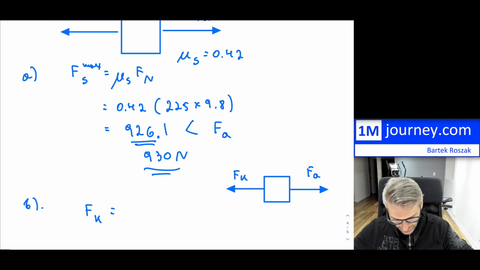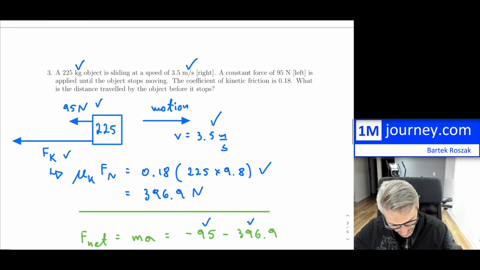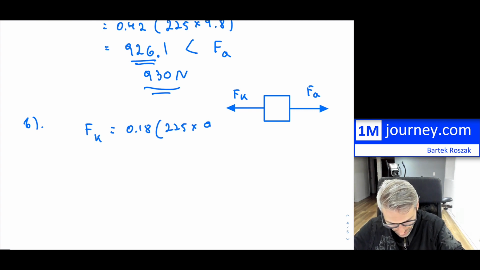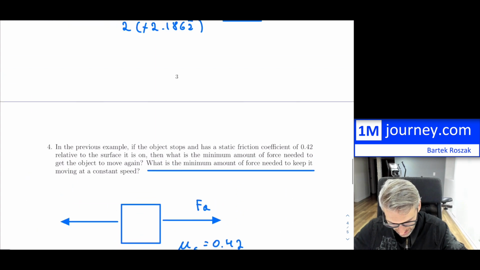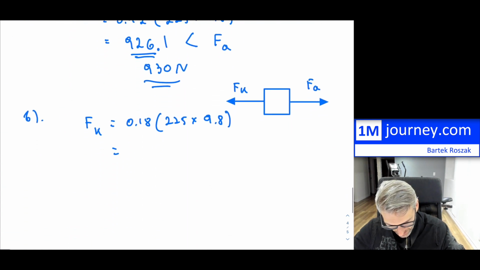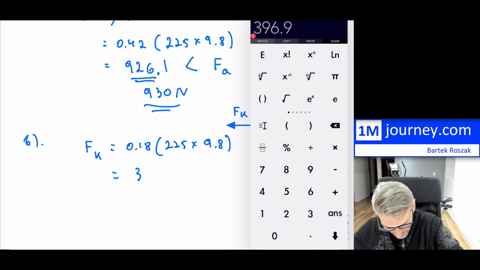This is the applied. And now let's go back to the previous example. It was 0.18. All right, so this is going to be 0.18. So that's what you have to overcome. So 225 times 9.8, okay? And we've actually calculated this in here. That was 396.9, right? So let's just do it again. 0.18 times 225. Oh my gosh, I hope I didn't get it wrong last time. All right, so 396.9 newtons. Oh, well, if I'm rounding to 2 sig figs, oh, this is interesting because it's going to be 400 newtons.